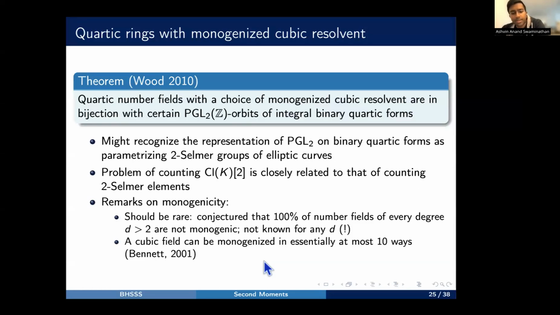The one thing that you might be worried about with these monogenized fields is that if you look at the family of monogenized fields ordered by the height function, it looks like cubic fields are represented many times in this family. You could have a cubic field that's potentially monogenized in many different ways, but by a result of Bennett, you can only do this in at most 10 ways. So, in fact, we're only overcounting cubic fields at most 10 times per field in some sense. We don't expect that this overcounting really has any impact on the distribution of the class group.